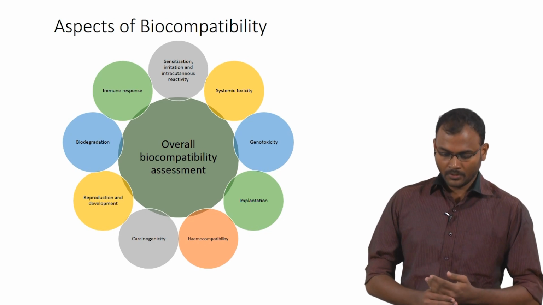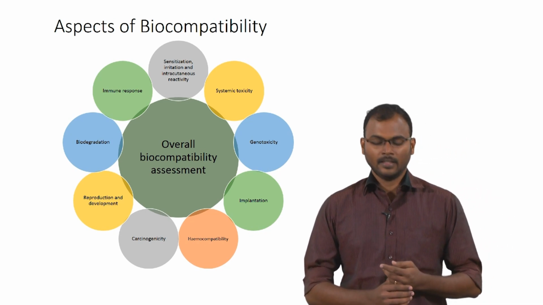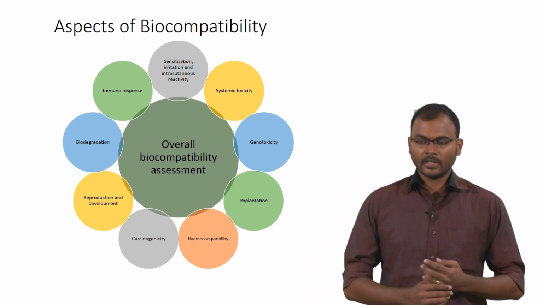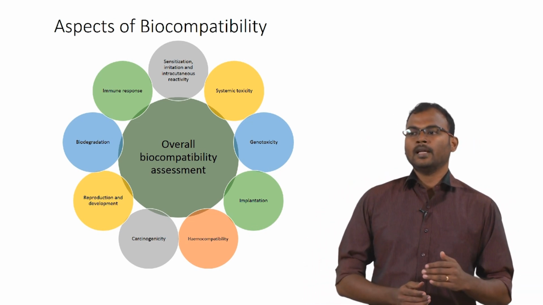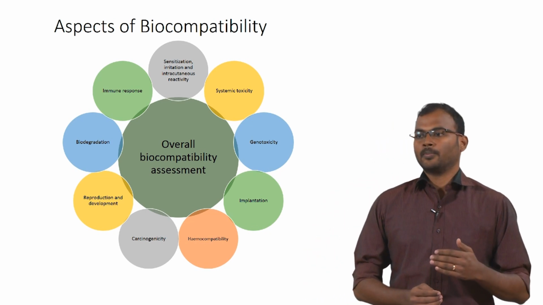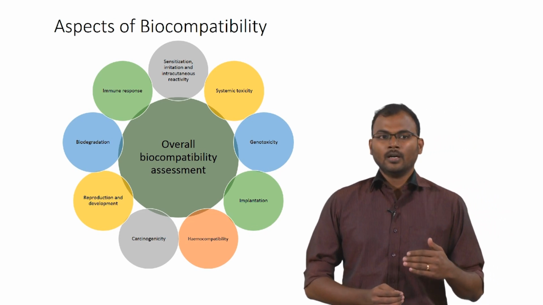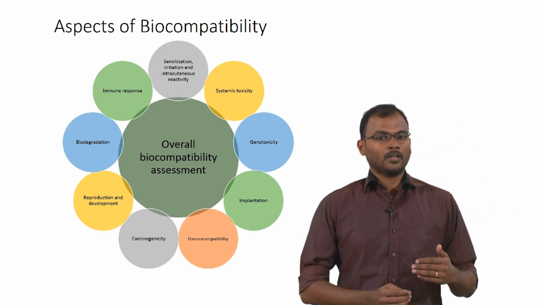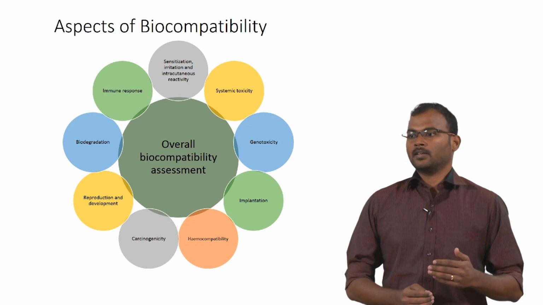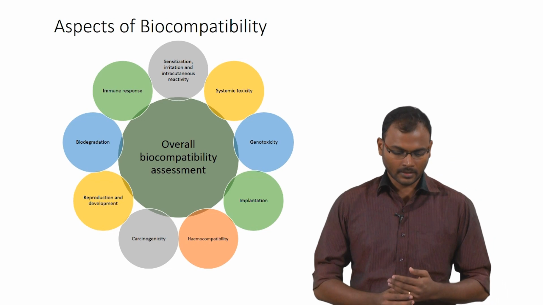Coming to the aspects, first is sensitization, irritation and intracutaneous reactivity. This is mainly applicable for wound dressing materials. When you put a wound dressing on a particular wound, it should not cause irritation or produce any allergic reaction on the surfaces. So, we have to test for that. That is that aspect.